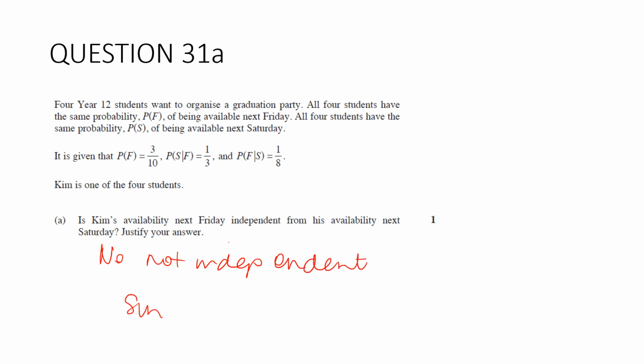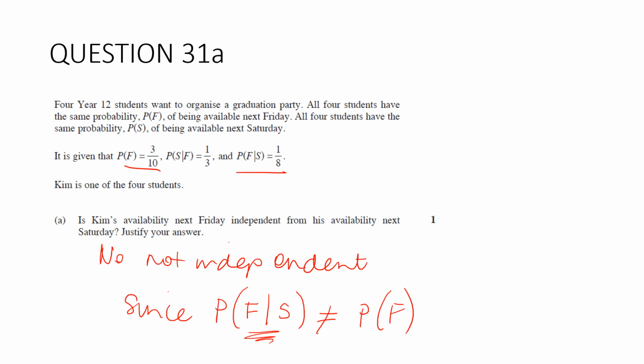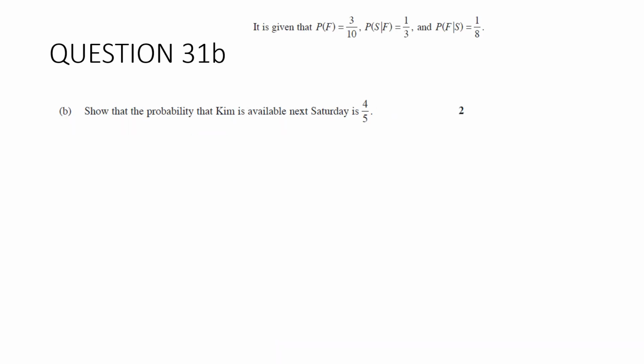Since the probability of F given S is not equal to the probability of F. So remember that if we've got independent events, then this probability here would have been 3/10, because it should make no difference whether he's available on the Saturday or not. So since these two are not equal, they are not independent. Part B, show that the probability that Kim is available next Saturday is 4/5.